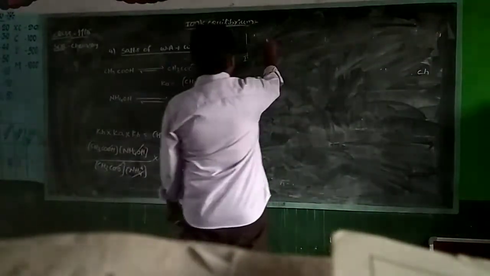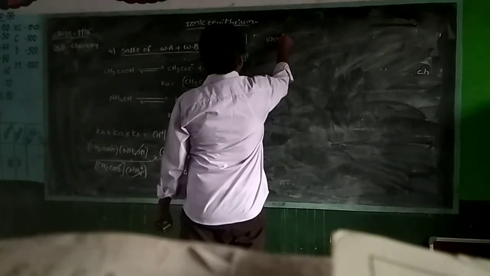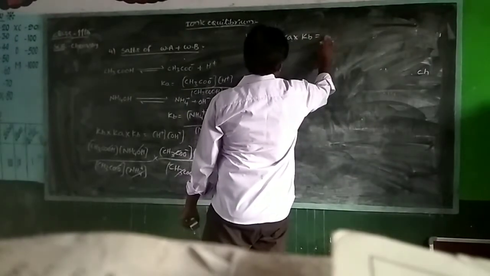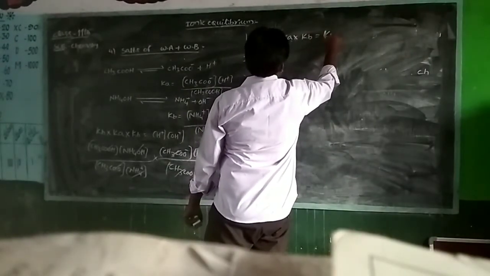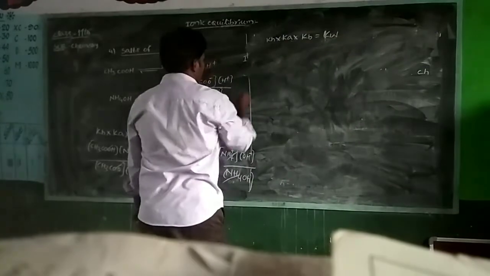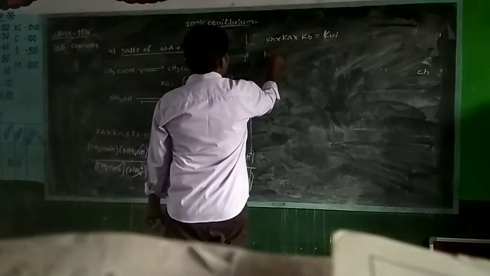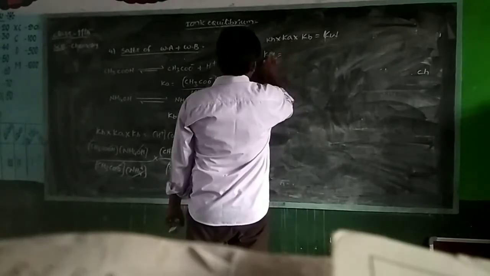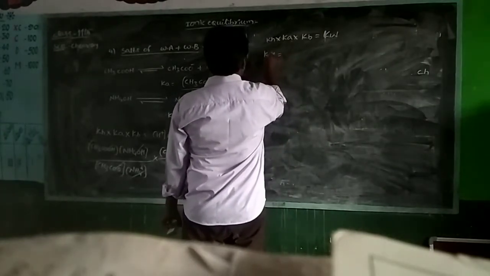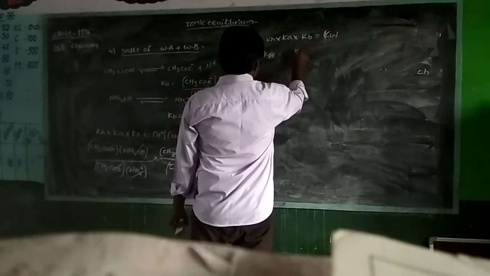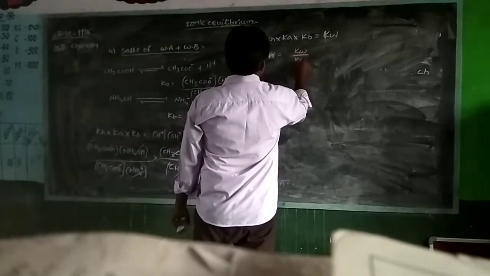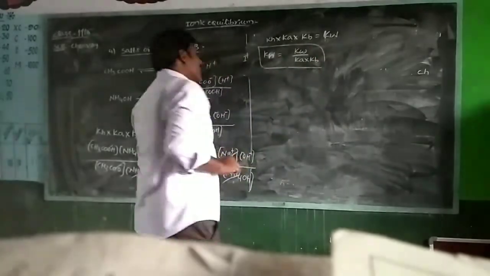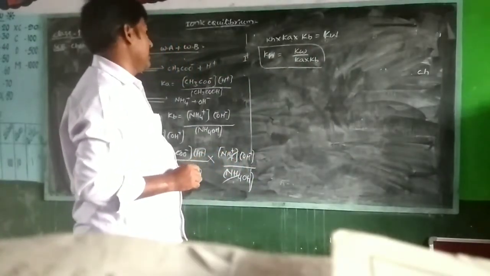KH into Ka into Kb is equal to the H plus OH minus concentration, which is called the ionic product of water, Kw. So KH, the hydrolysis constant, is equal to Kw by Ka into Kb. This is the hydrolysis constant.